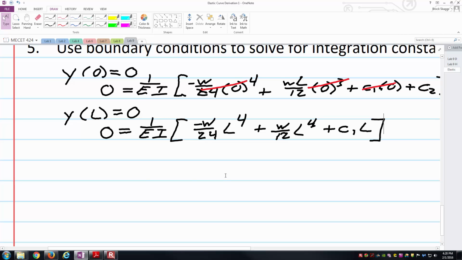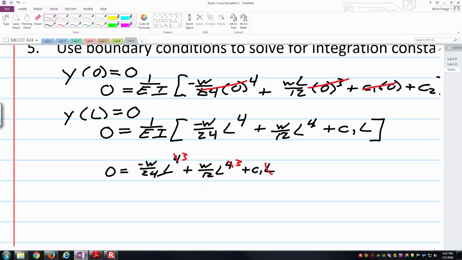Here I can multiply each side by EI, so we can eliminate that. And so we have 0 is equal to negative w over 24 L to the fourth plus w over 12 L to the fourth plus C1 times L. At this point I could divide an L across, and so this would go away. This one would be to the third power, this one would be to the third power as well. And so now it's just a matter of solving for that C1 value.